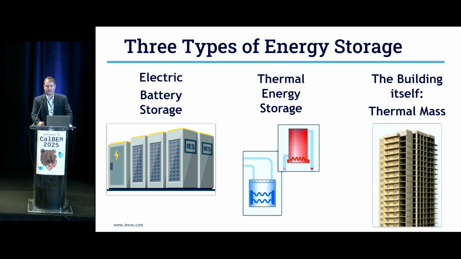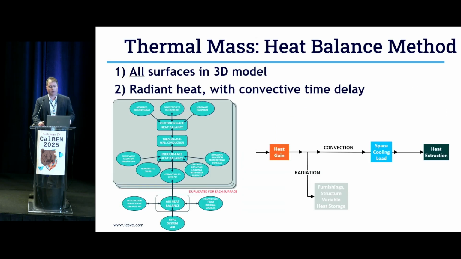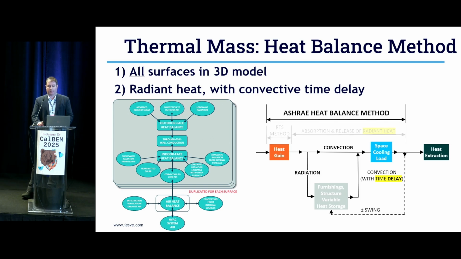Whereby the thermal mass is utilized to accept, absorb, store, and release heat on its own due to the structure of the building. There are two important concepts associated with thermal mass in our 3D models. Number one, most important, is that you have to use the ASHRAE heat balance method in order to capture the physics. One part of that is you must model each surface of the building and space. The second critical part is that you must account for radiation and convection with a time delay, and all of that encompasses the thermal mass.